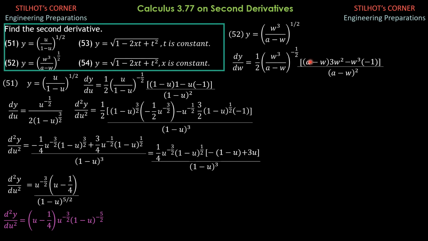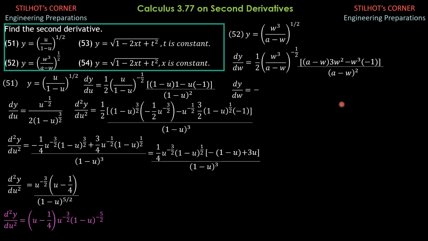So simplifying, this is 3aw squared minus 3w cubed plus w cubed. So that's 3aw squared minus 2w cubed.